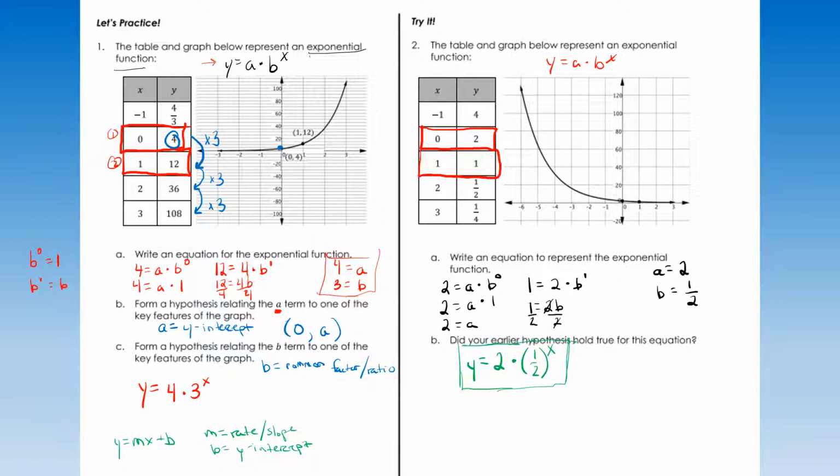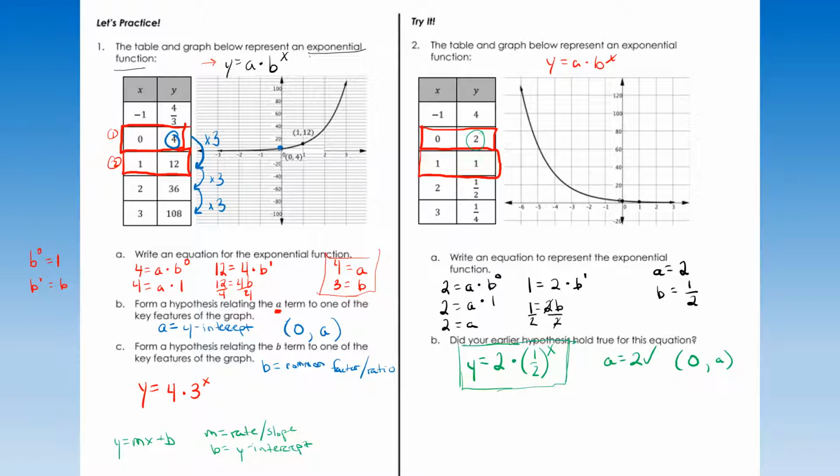So now let's see, did the hypothesis that we came up with on the previous one work for this equation also? A is equal to 2. So we thought before that that meant that a was the y-intercept. So does that work? Is a the same thing as what I have in the table? And it is. You see here? A is 2, y is 2 when x is 0. So a is the y-intercept of the graph way down here.